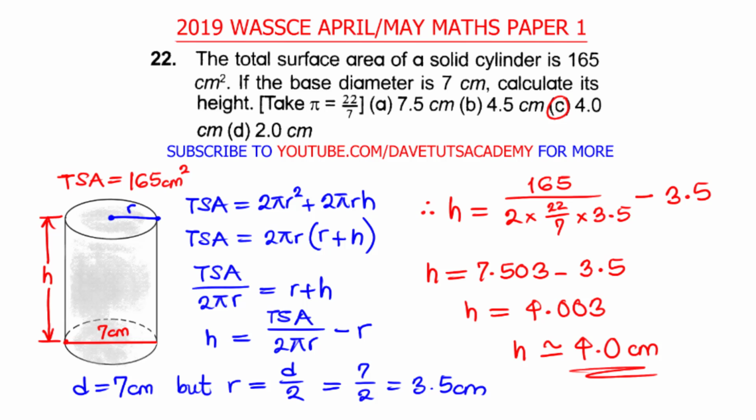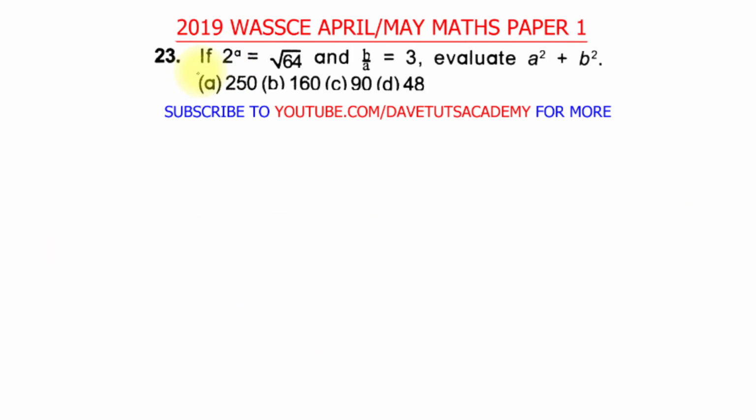You can also employ that so that you don't make a lot of mistakes when you are solving your question. All right. Here in this question, we're told that if 2 raised to power a is equal to the square root of 64 and b over a is equal to 3, we should evaluate a square plus b square. Now, look at the first expression that we're given, that 2 raised to power a is equal to square root of 64.